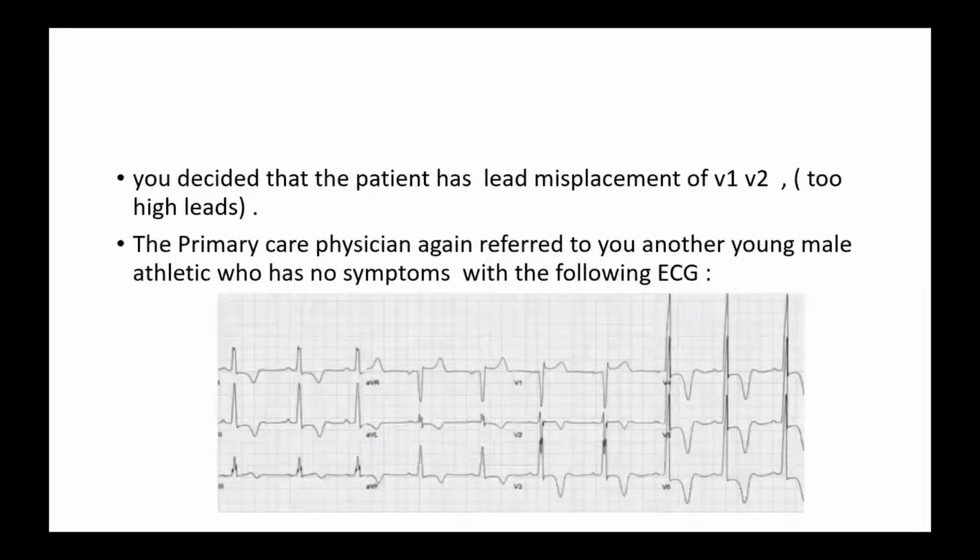So you decided the patient has a lead displacement of V1, V2. It was two high leads. The primary care physician again referred another young athletic male who has no symptoms, and this was his ECG. Again, he was concerned about T-wave inversion, and he presented like this one. Yeah, this one is LVH with strain. Okay, how would you approach this patient?